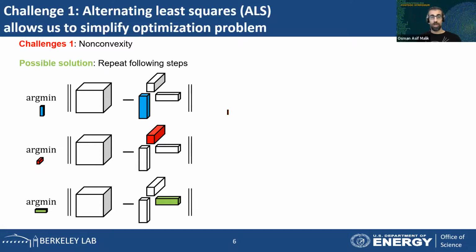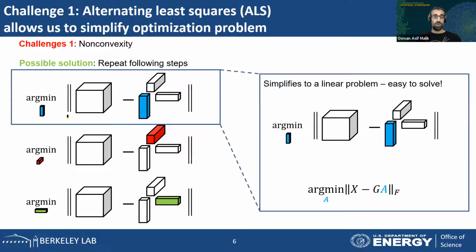So let's first talk about the first challenge. So that was this non-convexity in the optimization problem that we're trying to solve. And I mentioned this earlier, that a possible way to tackle this is to take a slightly less ambitious approach in the optimization problem and optimize with a single core at a time rather than all of them at the same time. So here we optimize with respect to the blue tensor, then with respect to the red, then with respect to the green, and then we repeat this over and over again until we get either some desired accuracy or some kind of convergence.